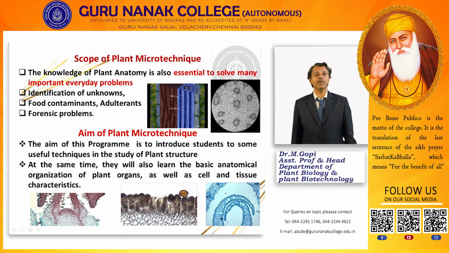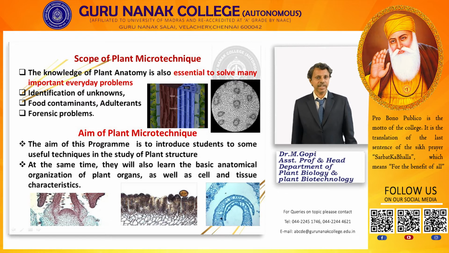The main aim of plant microtechnique in this program is to introduce students to some useful techniques in the study of plant structure. At the same time, they will also learn the basic anatomical organization of plant organs as well as cell and tissue characteristics. Aim of fixing and killing, this is the first step of plant microtechnique.